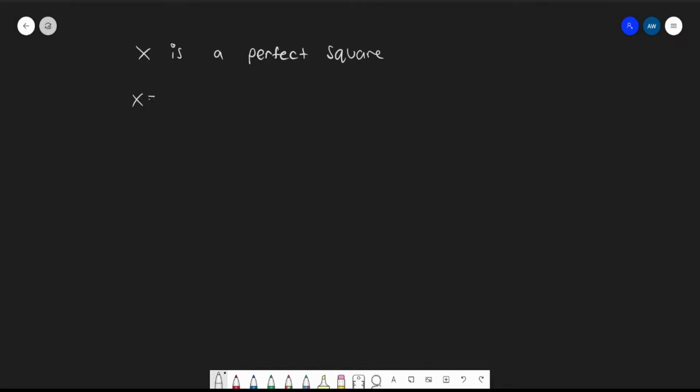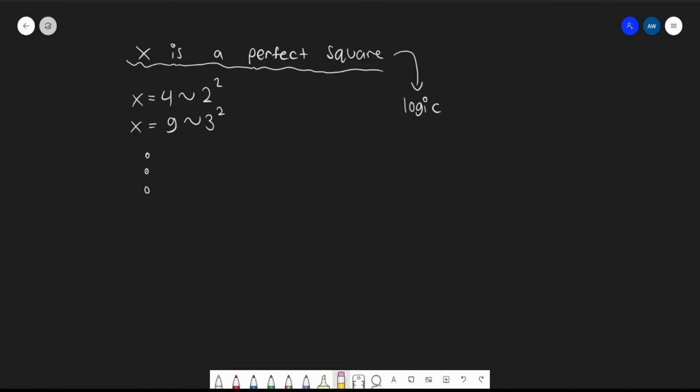Well, this means that x could be 4 or it could be 9 and so on and so forth, because as you can see, those are indeed perfect squares. Now the problem is, how do we express this statement in terms of logic? Well, I'll show you one really easy way to do it, and this comes with the help of sets.